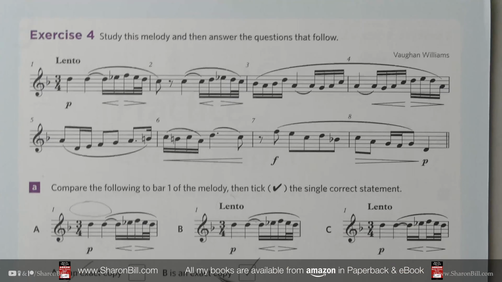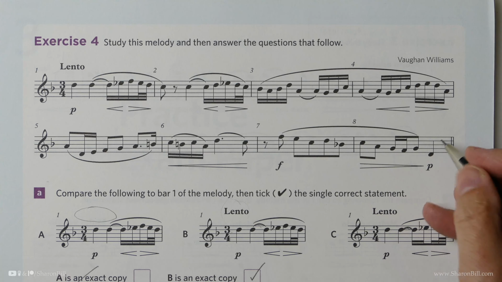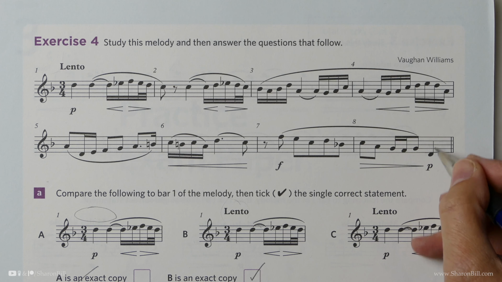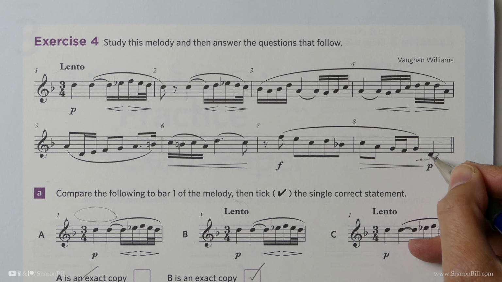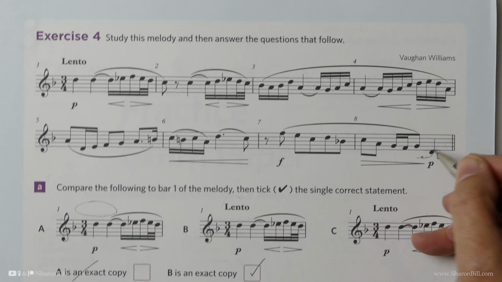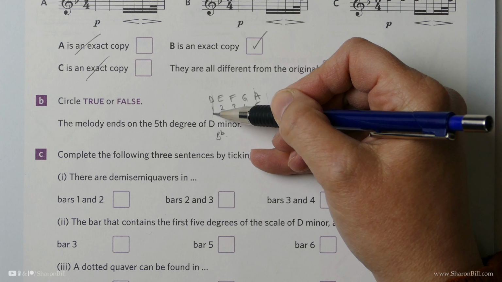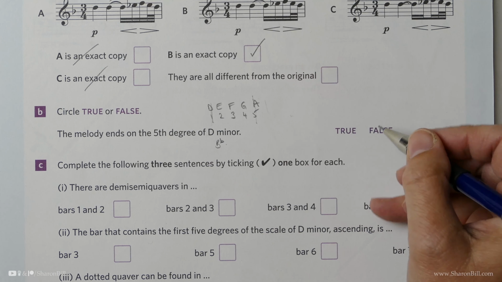We're in the treble clef, and if you think, well, this is E, every good boy, so one below E is D. If this is middle C, one above C is D, so it actually ends on the tonic, the 1st degree of the D minor scale, doesn't it? So that's false.